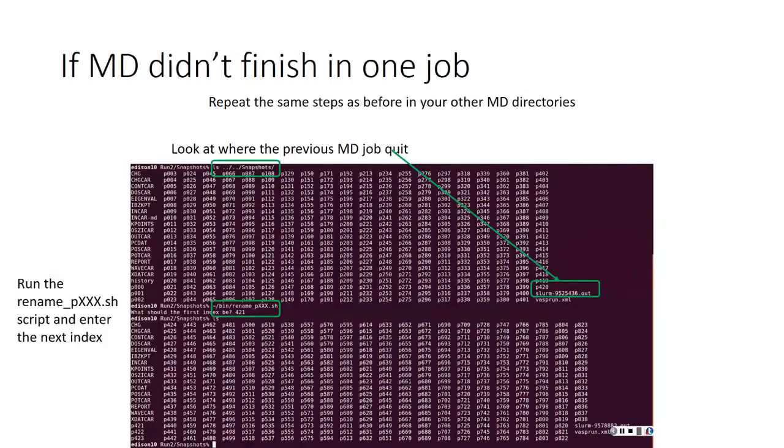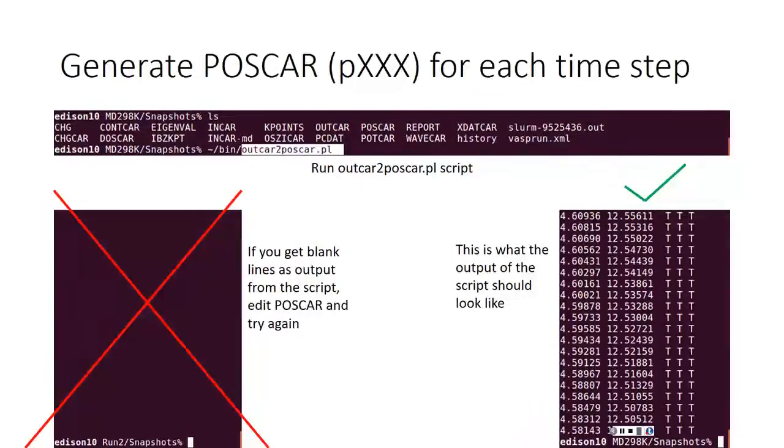What file is it you're showing? This is a script that I wrote. But how do you create your pXXX files? You run this script, and this will give you the pXXX files. What is your input for this script? There isn't one. You don't need to give it a file.